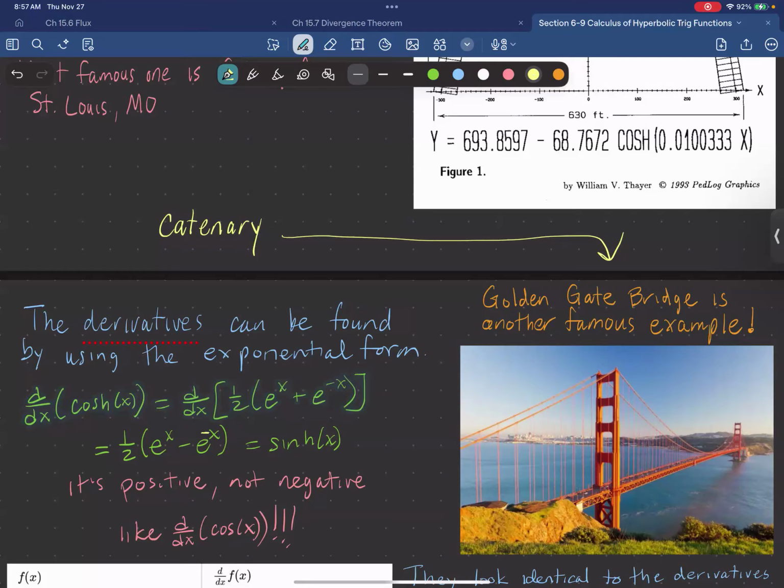Other than the derivative of e to the negative x having a chain rule bringing the negative down, the process hasn't changed. And so we get cosine is hyperbolic cosine, the derivative is hyperbolic sine. Now, if we had done derivative of regular cosine, we get negative sine x. But when we do the derivative of hyperbolic cosine, we get positive hyperbolic sine x. So they're different. They look the same though.